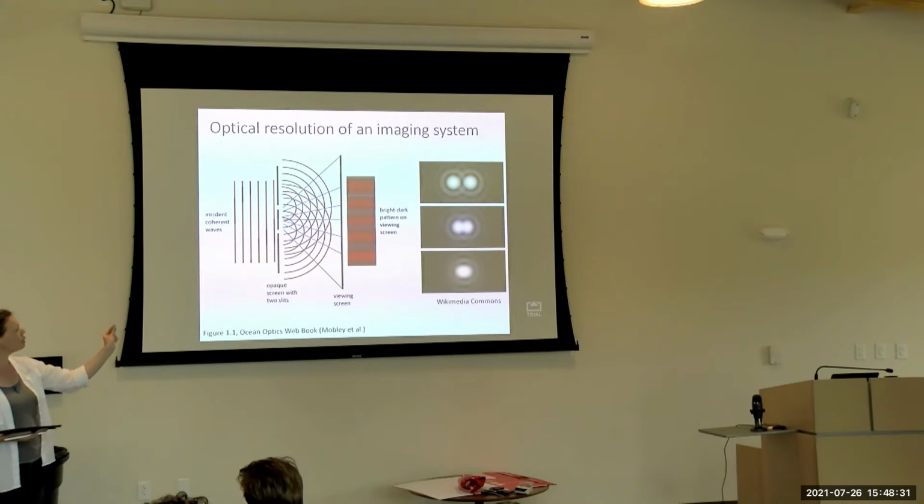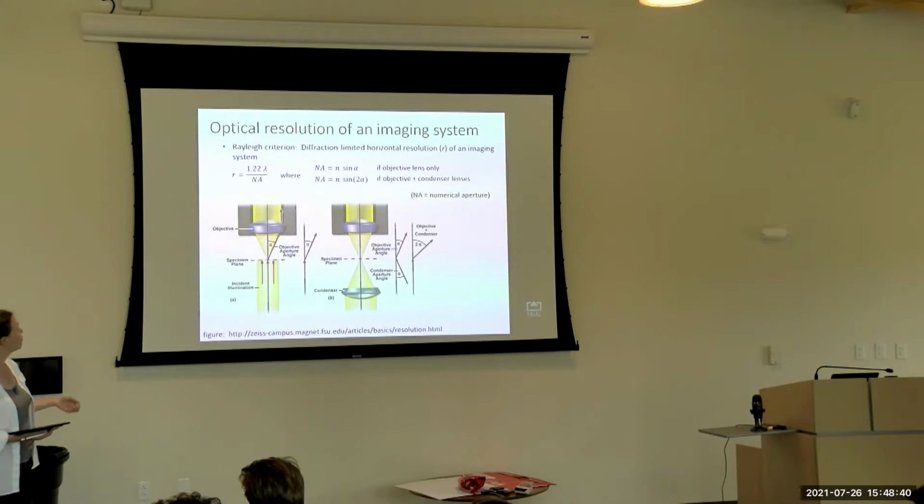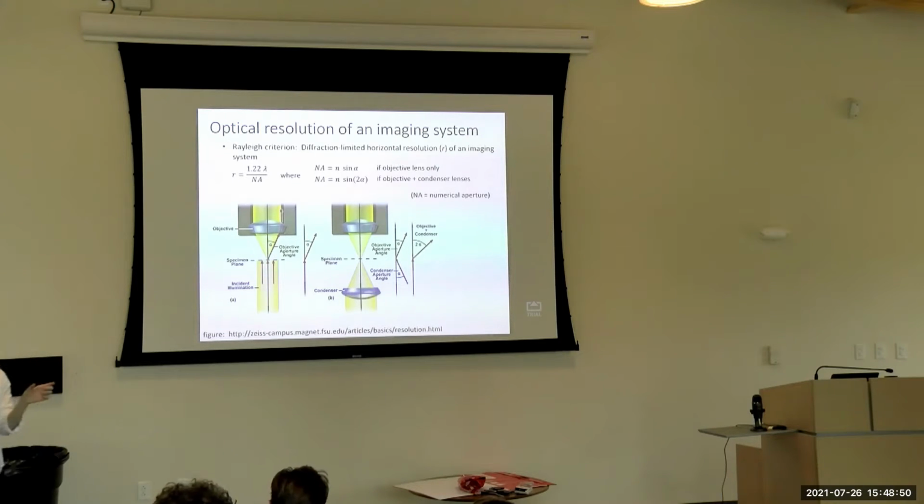But as we move the objects closer and closer together, their diffraction patterns merge until we can't tell the difference anymore. So for an imaging system, back in like the 1800s, Rayleigh devised this criterion that the diffraction limited horizontal resolution of an imaging system is going to be related to the wavelength of light and something called the numerical aperture of the lens system.